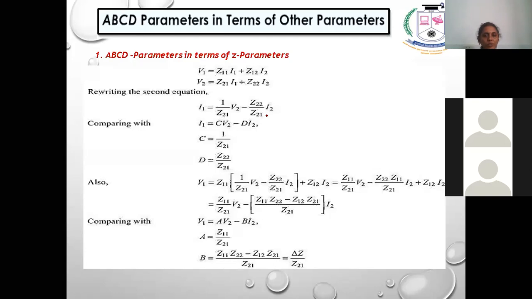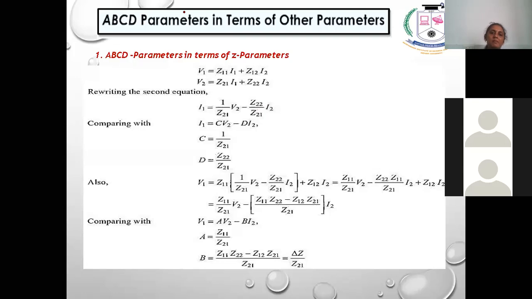Now substitute this in V1. V1 is equal to Z11 into I1, I1 value you substitute there, plus Z12 I2. Rearrange this in terms of V2 and I2. So V1 is equal to, now compare this with the ABCD parameter equation. V1 is equal to A V2 minus B I2. Now here you should not make a mistake because till now you did not have a negative sign, but when you're comparing with ABCD, you will have a negative sign in the master equation itself. So check the negative sign also. A is equal to Z11 by Z21 and B is equal to del Z by Z21.